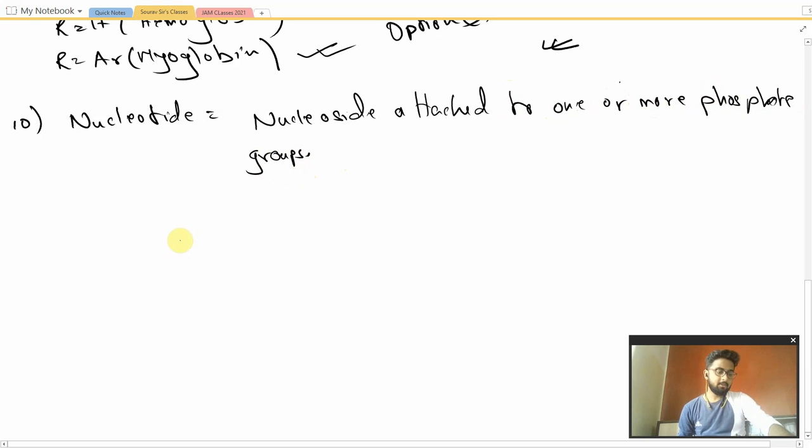Let us look at the options now. The first option is AMP, adenosine monophosphate. Let me draw the structure for adenosine monophosphate for you. This is a kind of easy structure, not like the heme ones.